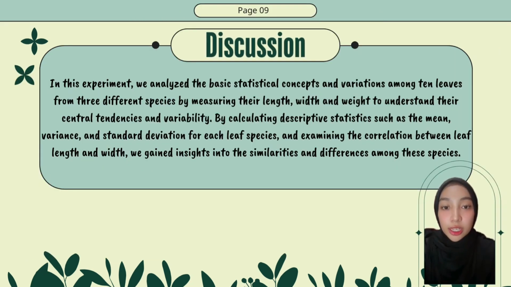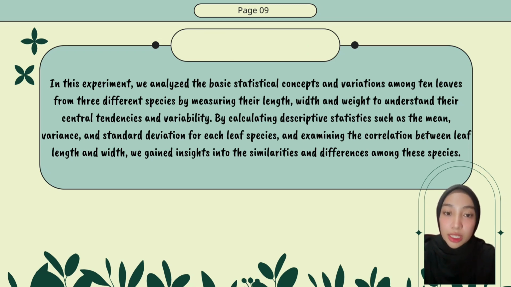For the discussion, in this experiment, we analyzed the basic statistical concept and variation among 10 leaves by 3 different species by measuring their length, width, and weight to understand their central tendencies and variability. By calculating descriptive statistics such as mean, variance, and standard deviation for each leaf species, and examining the correlation between leaf length and width, we gain insight into the similarities and differences among these species.